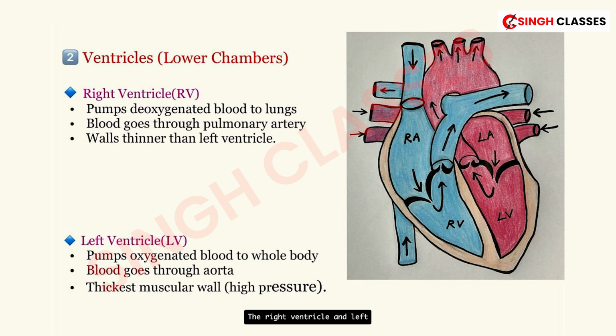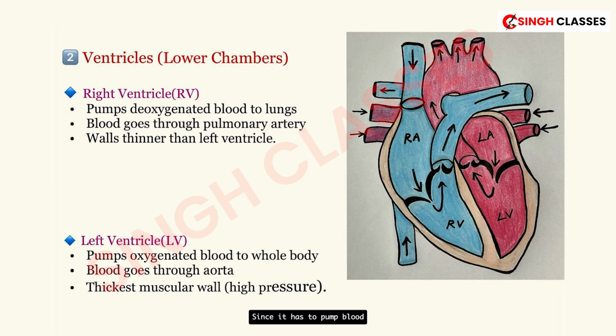The right ventricle and left ventricle are the two lower chambers of the human heart. The right ventricle receives deoxygenated, impure blood from the right atrium and pumps it to the lungs through the pulmonary artery for oxygenation. The wall of the right ventricle is moderately thick because it only needs to pump blood to the nearby lungs. The left ventricle, on the other hand, receives oxygenated, pure blood from the left atrium and pumps it to all parts of the body through the aorta.